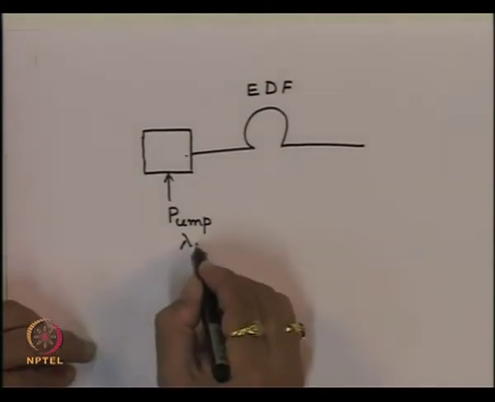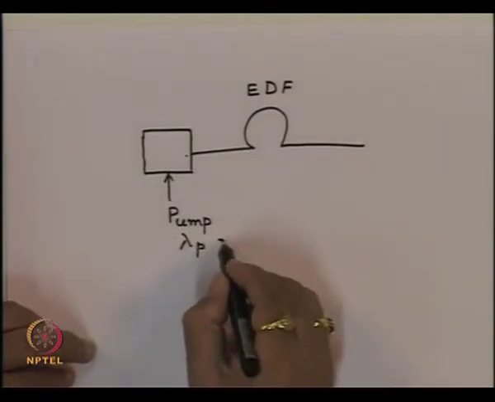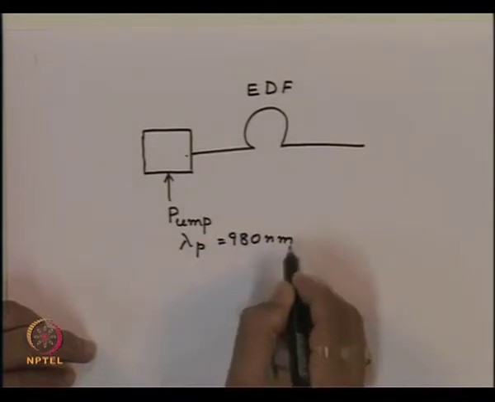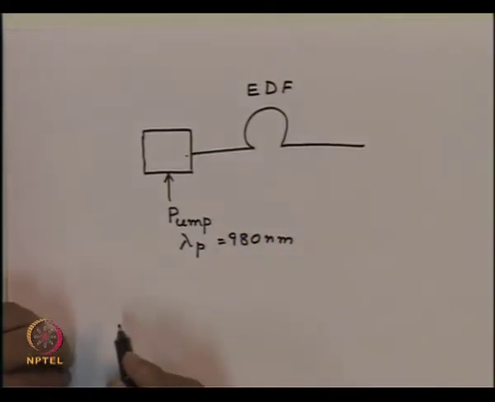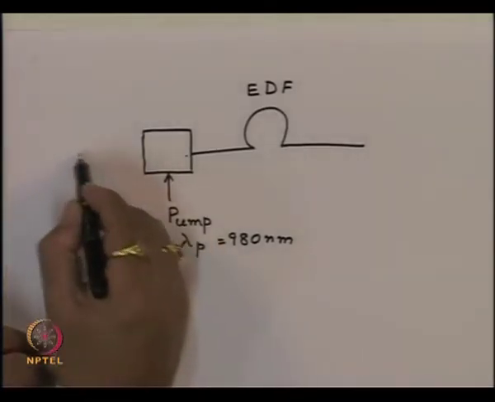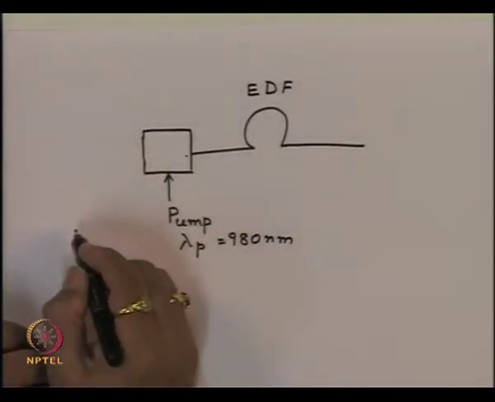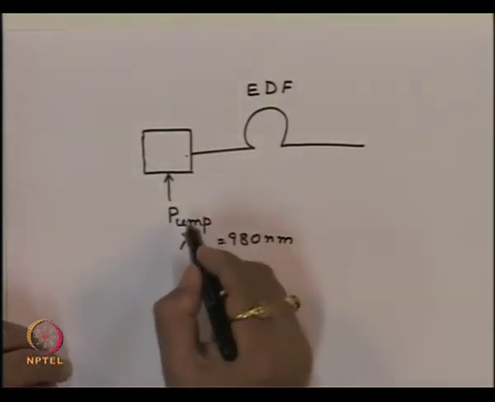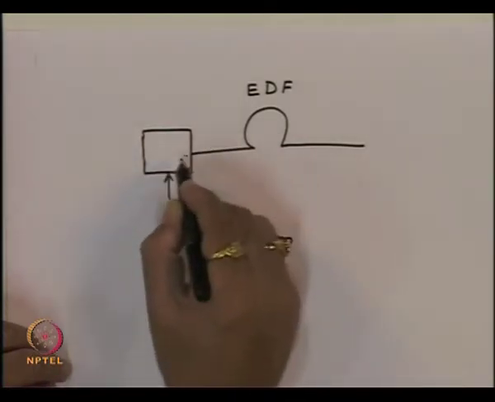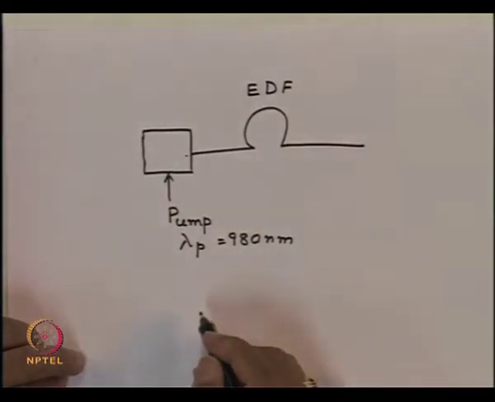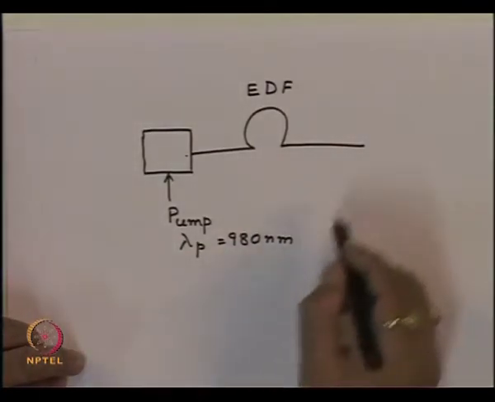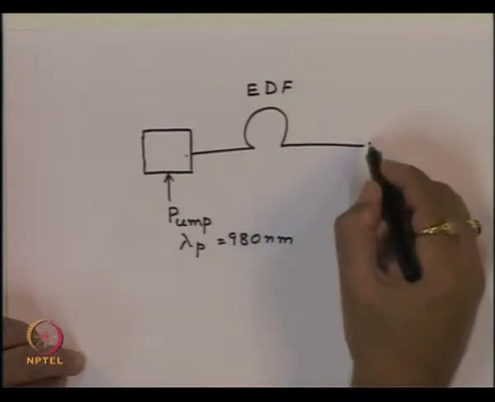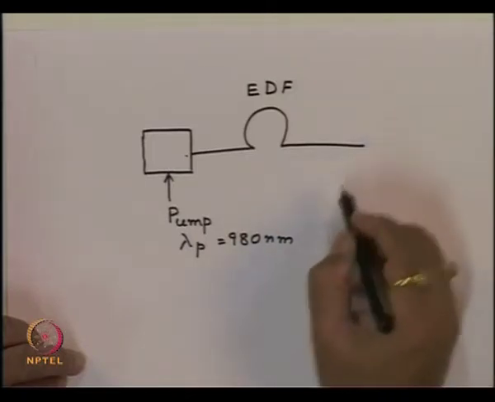So let us say this is pumped at lambda p, and this will be, let us say, at 980 nanometer. And then if we get the signal which is to be amplified, we combine in this combiner. So the pump and signal together will travel inside this EDF, and on the other side we get the amplified version.